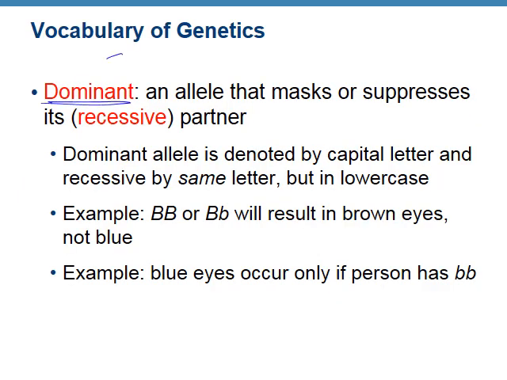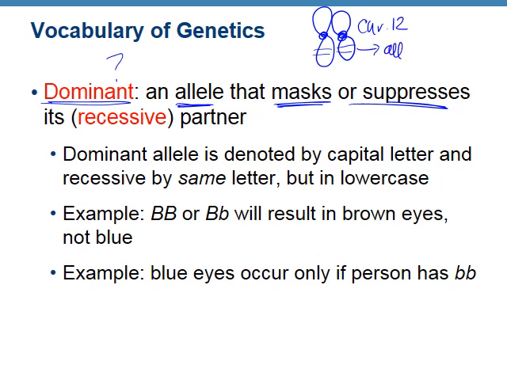So what does it mean if I say you have a dominant allele? A dominant allele is going to mask or suppress its recessive partner. So again, if I have chromosome, we'll keep doing chromosome 12, right? And here I have alleles, genes, alleles for hair color.